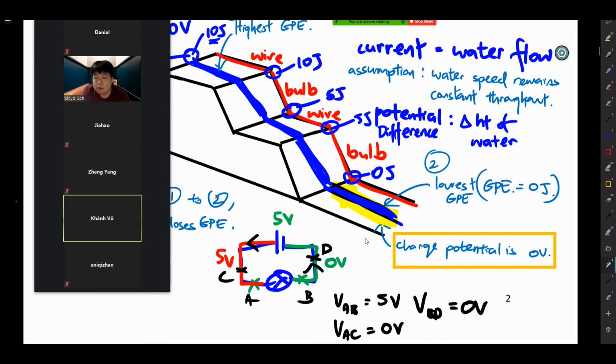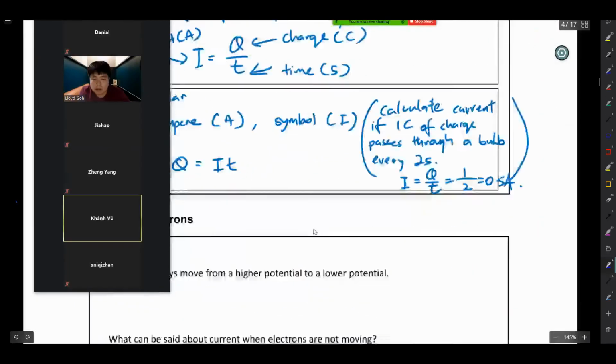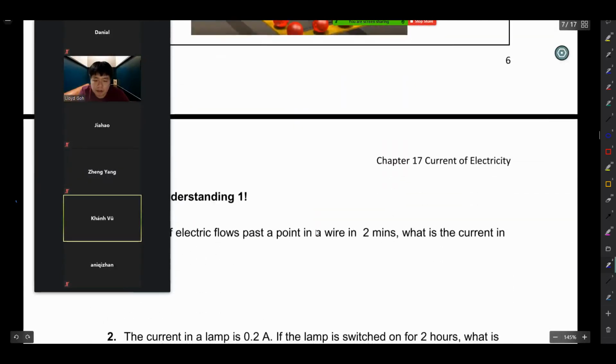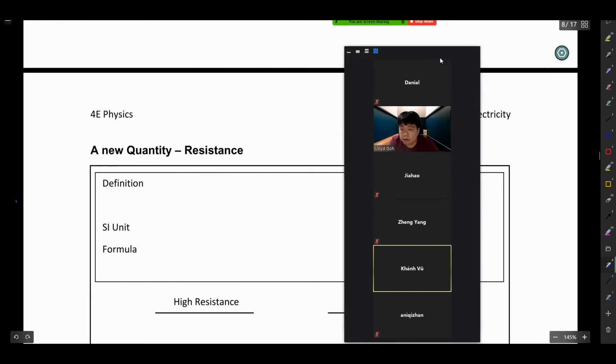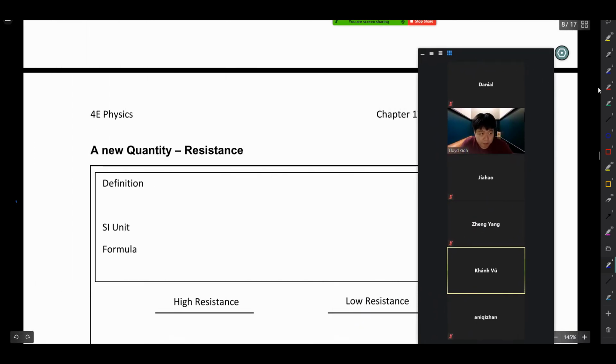For resistance, you don't need to memorize the formula, right? Resistance has one formula. If you want to know the formula, I can give it to you now. Is it 1 over R equals 1 over R1 plus 1 over R2? No, that one is for calculation in a circuit. But the formula for resistance is this.